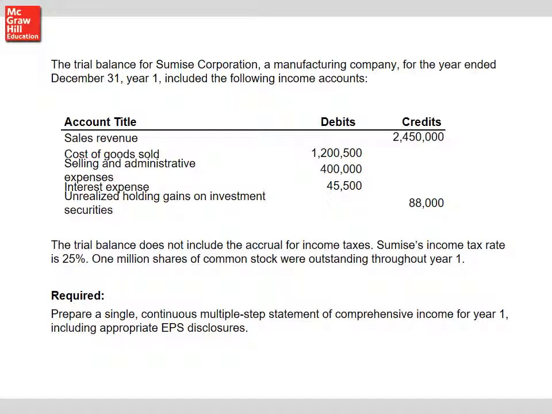In exercise 4.4, we're given the trial balance for Semize Corporation, a manufacturer, for the year ended December 31st. They have sales revenue, cost of goods sold, selling and administrative expense, interest expense, and unrealized holding gain on investment securities. The trial balance does not include the accrual for income taxes. We have to calculate it using a 25% income tax rate, and there's 1 million shares of common stock outstanding. Let's do a multiple step statement and comprehensive income statement continuously and include earnings per share. So now we're expanding on that income statement to include comprehensive income.